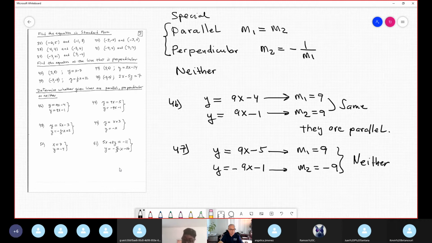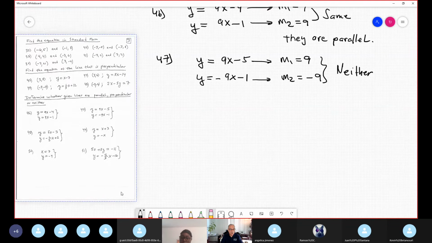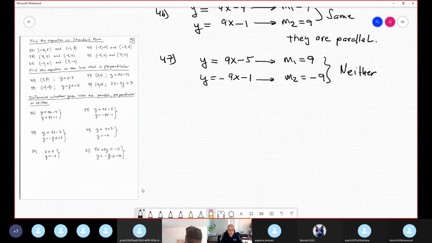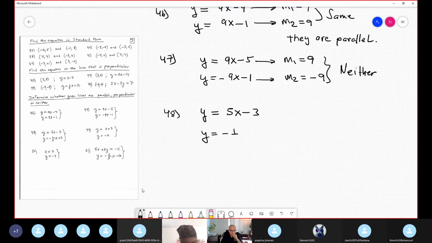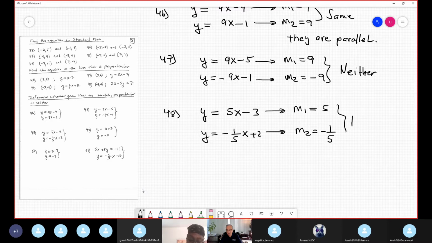Okay, let's move on to 48. 48 is y equals 5x minus 3, y equals negative 1/5 x plus 2. Look at the equations, because it's easy to see that both equations are expressed in slope-intercept form, and the slope of the first equation is 5, and the slope of the second equation is negative 1/5. Wow! In this case, yes, it's reciprocal and opposite sign. Now perpendicular.